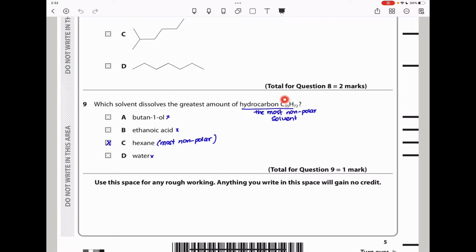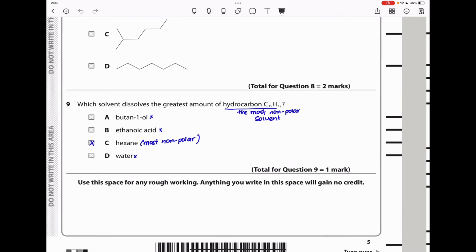Question 9 says, which solvent dissolves the greatest amount of hydrocarbon? The hydrocarbon, as you can see, is just an alkane. It doesn't have any intermolecular hydrogen bonds or any permanent dipoles, so it only has London forces. Therefore, it should dissolve in the most nonpolar solvent. When we look at butanol, we see it's an alcohol, so it has OH. Therefore, it has the ability to form intermolecular hydrogen bonds, so it is not the most nonpolar. Ethanoic acid can form permanent dipoles, London forces, as well as intermolecular hydrogen bonds, so it is not the most nonpolar. When we go to water, of course, everybody knows water is a polar solvent. So here the most nonpolar is going to be hexane because it only forms London forces. So it will make perfect interaction with this alkane here. Therefore, our answer for question 9 should be C.